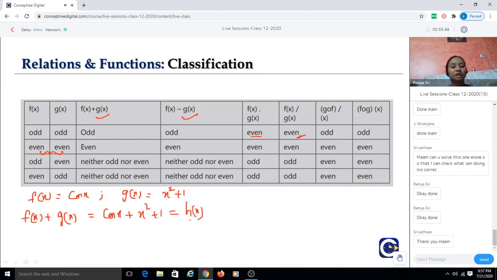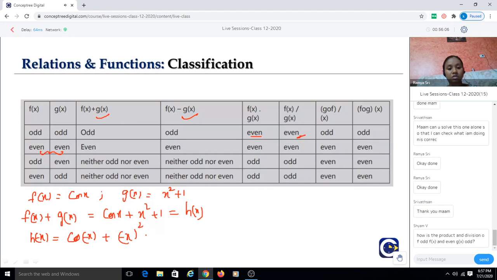So here I have to verify whether this new function h of x is an even function or odd function. So in my function h of x, I have to replace x with minus x. So it will be cos of minus x plus minus x whole square plus 1 as it is. So we know cos of minus x, according to our trigonometric identities, will be equal to cos x. And minus x whole square will be nothing but x square. So it will be plus x square plus 1. So if you observe, even by replacing x with minus x, we end up having the same thing, that is equal to h of x.